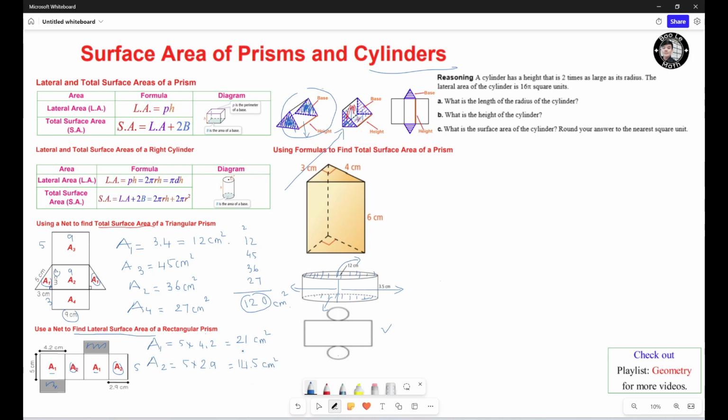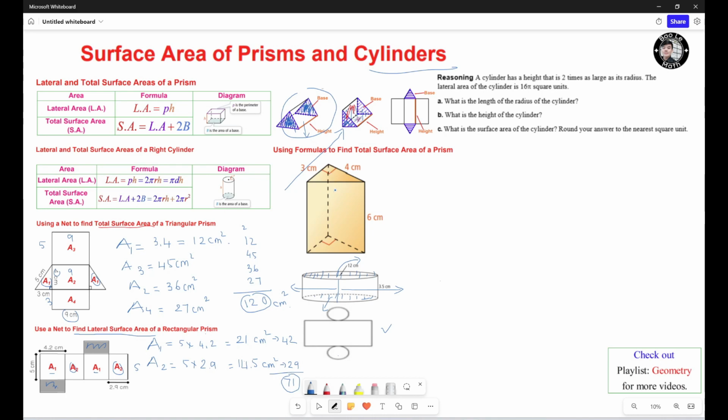Right? Alright, so you need to multiply this one by 2. So it turned out to be 42. You multiply this one by 2. It should be 29, right? And then you add them up. So it should be 71. This is the answer of the lateral surface area. Okay? Let's move on to the next one.